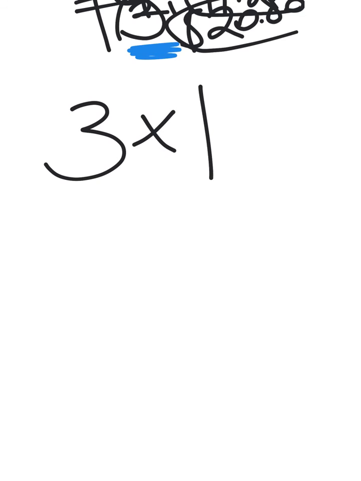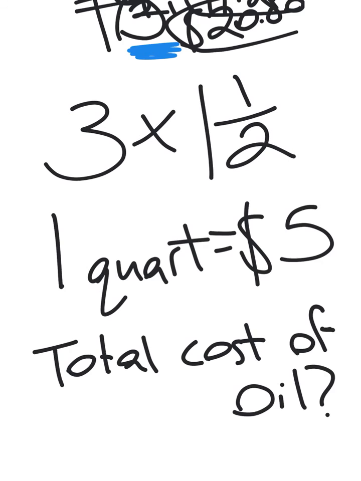Please go ahead and do guided learning number 3 on page 191. If you don't have your book, it says a chef uses 3 bottles of olive oil to make a salad dressing. Each bottle contains 1.5 quarts of oil, and the cost of 1 quart is $5. Find the total cost of the oil she uses. Remember, this is a 2-step problem. Your answer needs to be in dollars, and it needs to be in decimal form because you can't give a fraction of a dollar. You have to give a decimal to know how many cents you're talking about.